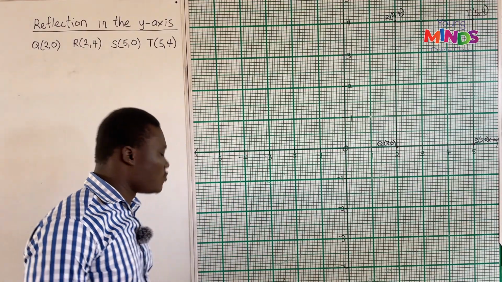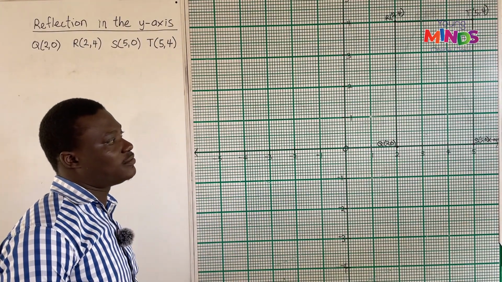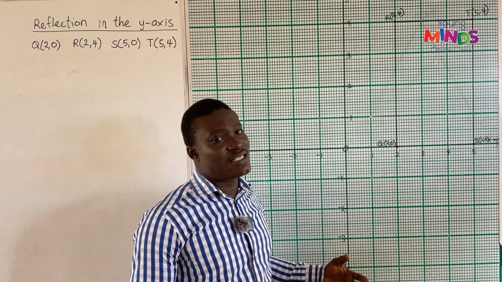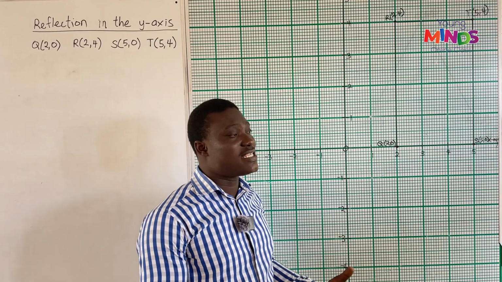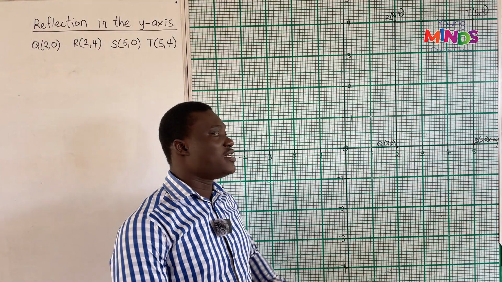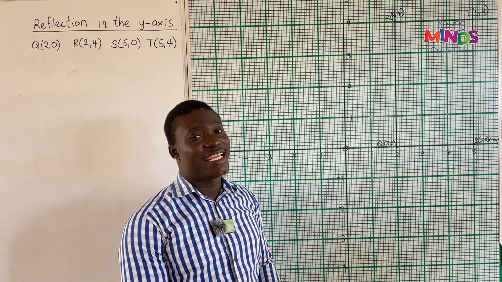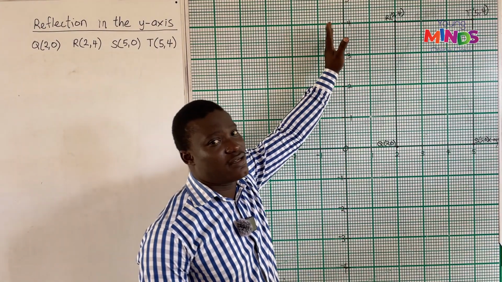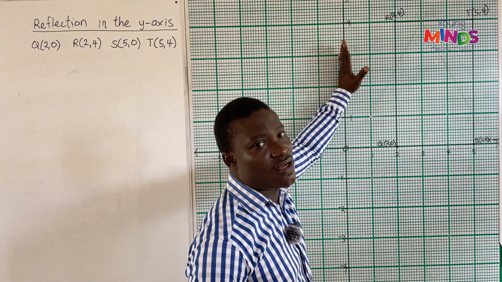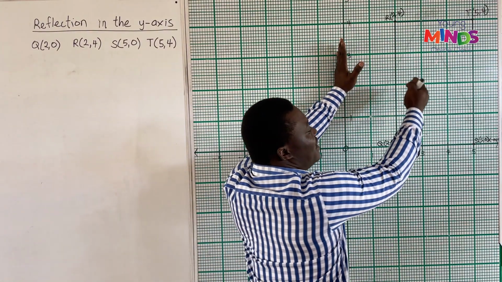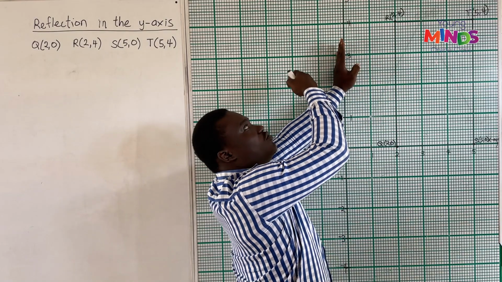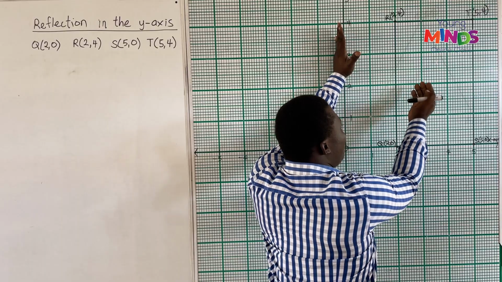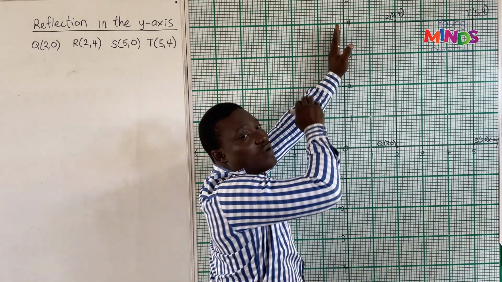We would like to reflect this rectangle in the y-axis. Reflection in the y-axis is the same as using the y-axis as a mirror line, and also the same as reflection in the line x equals 0. Now, if you are using the y-axis as a mirror line, that means we will get a mirror here. And when we place a mirror here, this object will reflect through the mirror and we'll get its image.